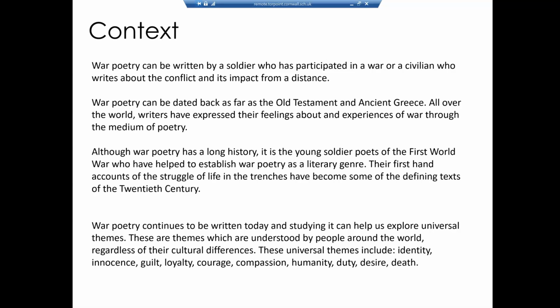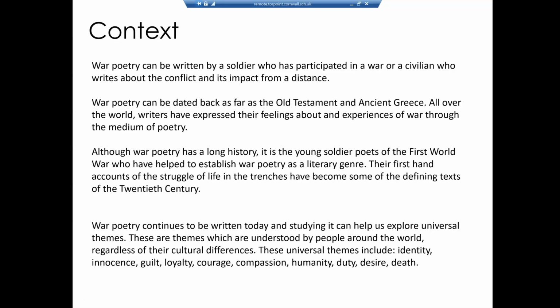War poetry, however, can be dated back as far as the Old Testament and ancient Greece. And it's not unique to British culture. All over the world, writers have expressed their feelings about and experiences of war through the medium of poetry. Although war poetry does have a long history, it's the young soldier poets of the First World War who have helped to establish war poetry as a literary genre. Their first-hand accounts of the struggle of life in the trenches have become some of the defining texts of the 20th century.